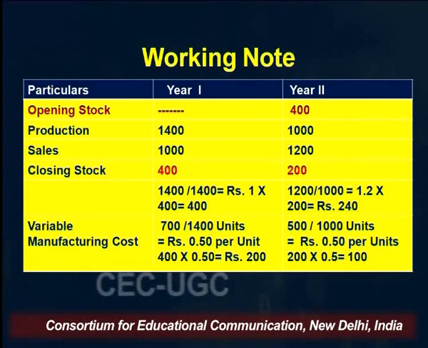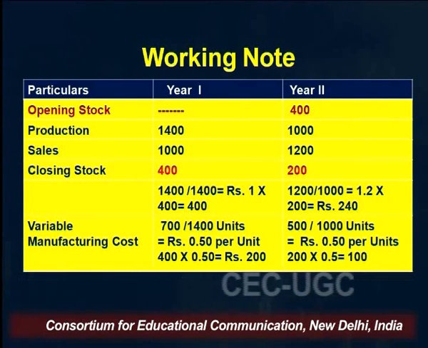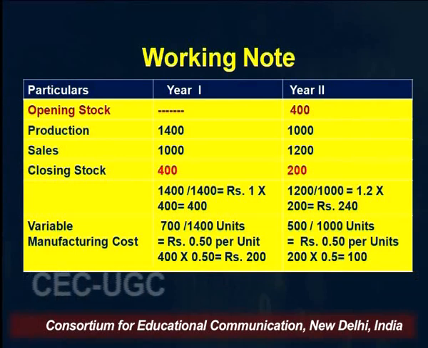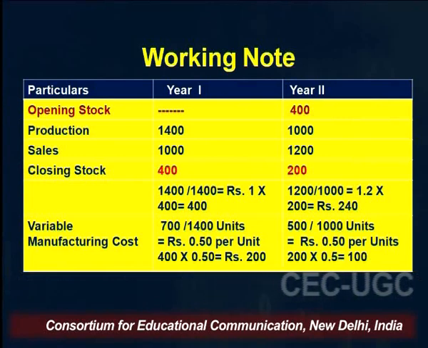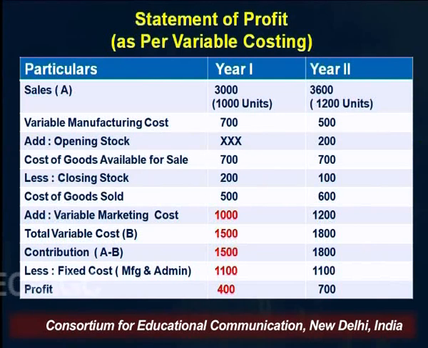I'll do the same for the second year, but remember that in the second year the closing stock of the previous year becomes the opening stock. In the second year again you are selling 1200 units and producing 1000 units, so you end up with a closing stock of 200. The process of calculating closing stock and opening stock is the same. Now we'll go for calculating as per variable costing or marginal costing, so take up only variable cost.